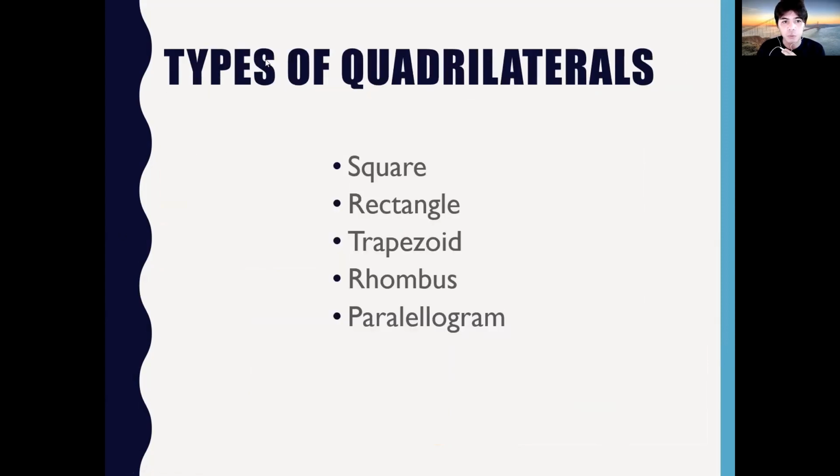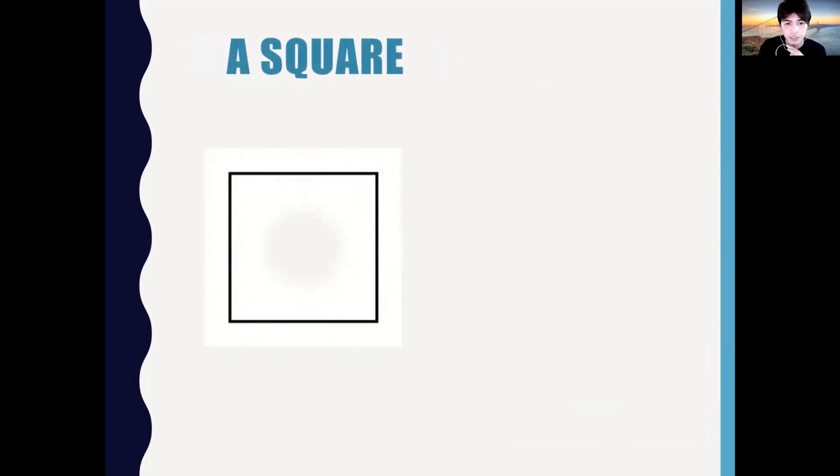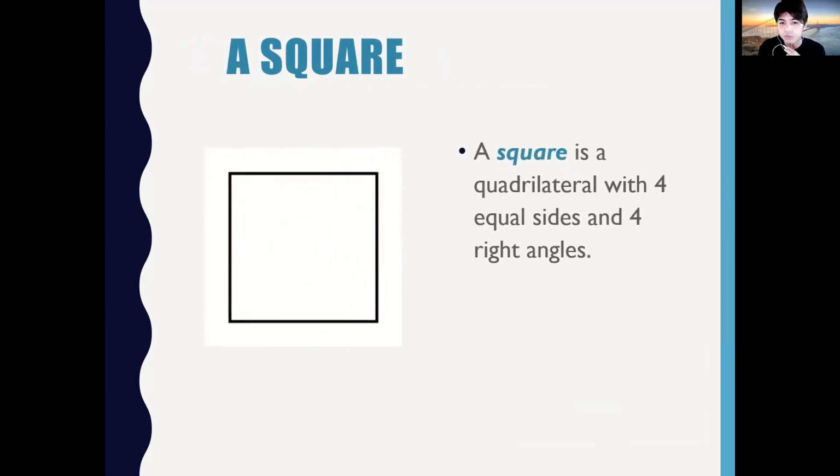So there are types of quadrilaterals, namely, there are five of them: square, rectangle, trapezoid, rhombus, and parallelogram. Now, all of these five, we will describe and discuss. So let's proceed first to the square. So what is a square? So we have here the shape of the square. A square is a quadrilateral with four equal sides and four right angles. So that means all sides and all angles of the square are equal.